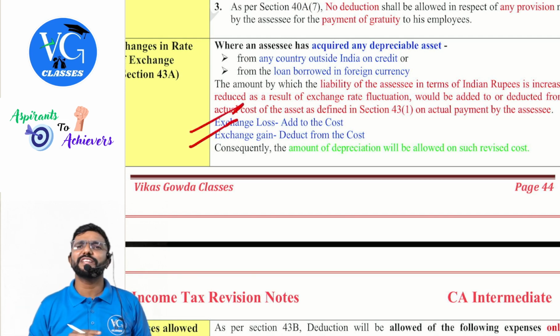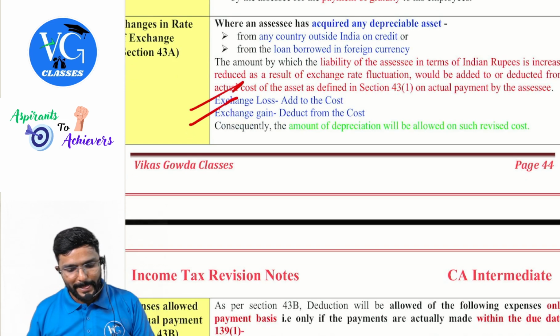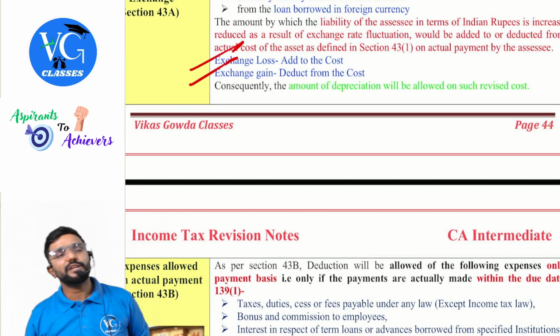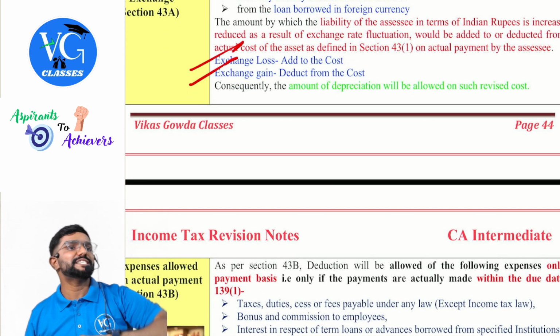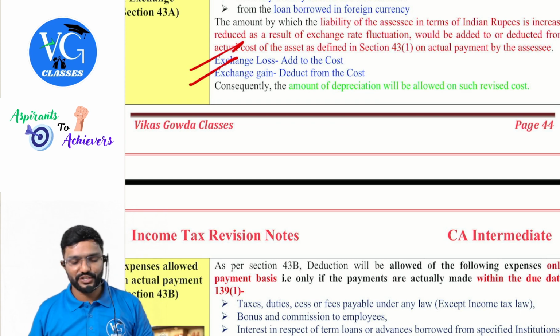How will I know whether it is loss or gain? If you ended up paying more, loss. If you ended up paying less, gain. And depreciation and all, you will continue to claim on the revised value, that is the increased or decreased cost.